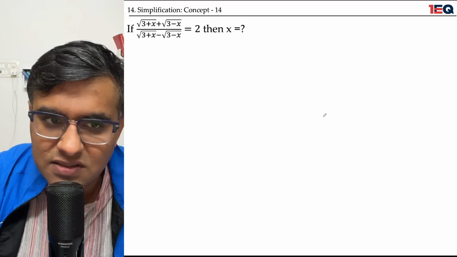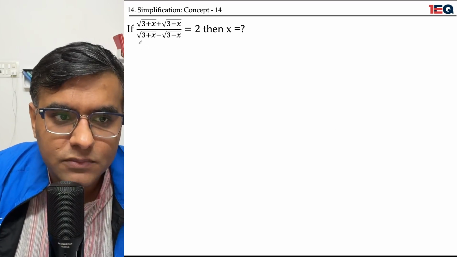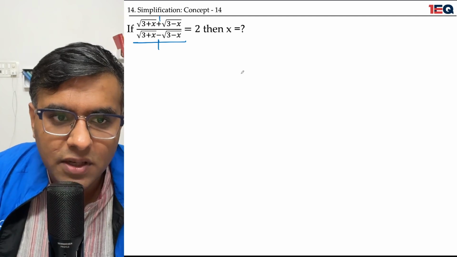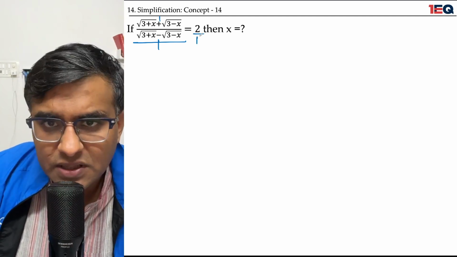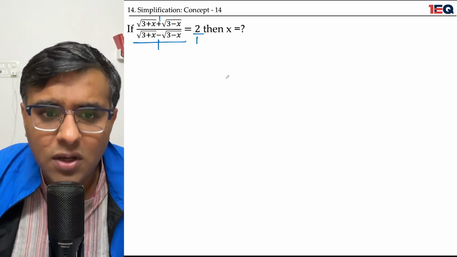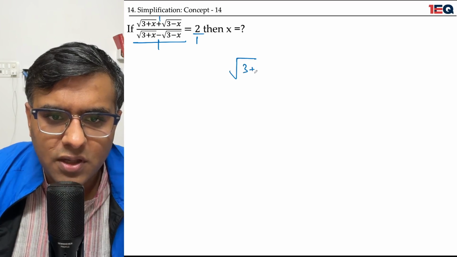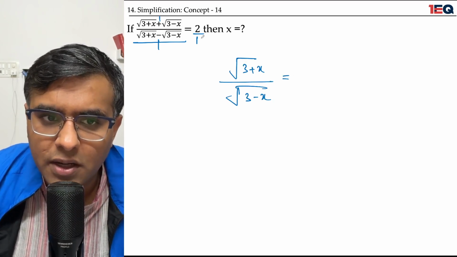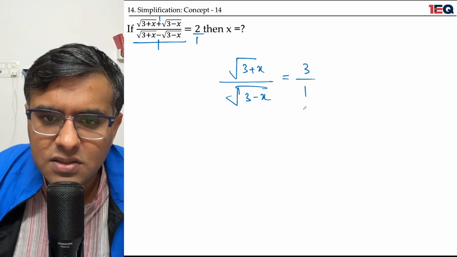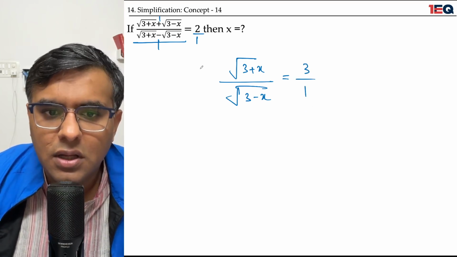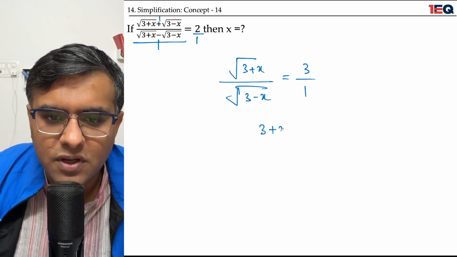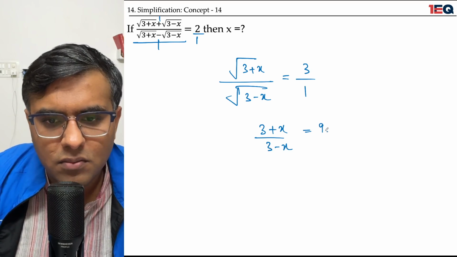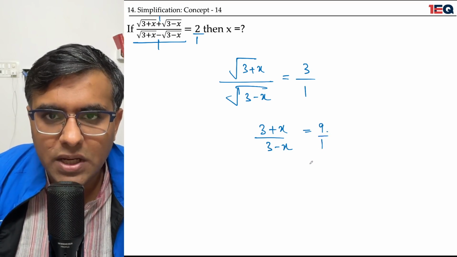Moving on to the next question, and this is the last question of the day. See this. There is a plus sign, there is a minus sign, and the same equation here. This 2, I'm assuming there is a 2 upon 1. This doesn't harm my question at all. Root 3 plus x whole upon root 3 minus x. Componendo dividendo applied. 2 plus 1 is 3 and 2 minus 1 is 1. Got it? Let me square both sides quickly. So 3 plus x upon 3 minus x is equal to 9.